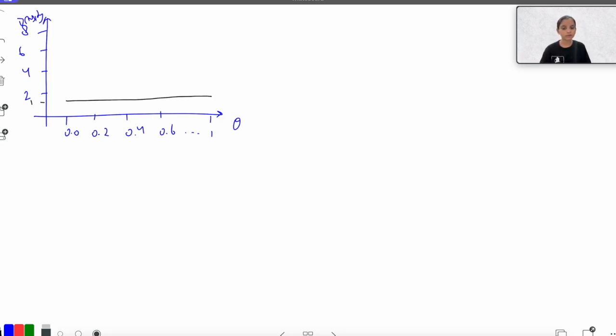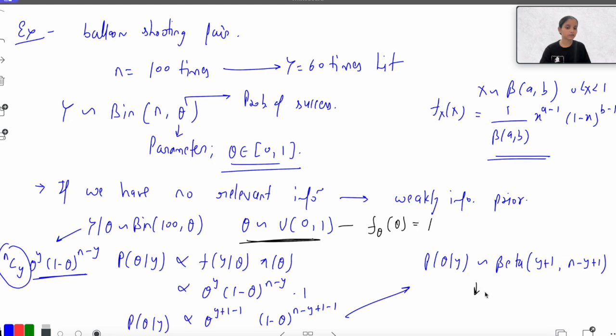And if I draw the posterior, that is the beta distribution. Now, for y equal to 60, y is hitting 60. What is the expectation of theta given y here? What is the mean of a beta distribution? That is a upon a plus b.